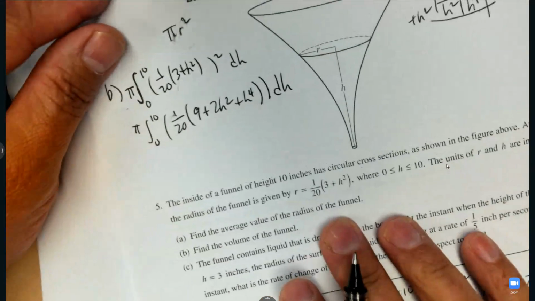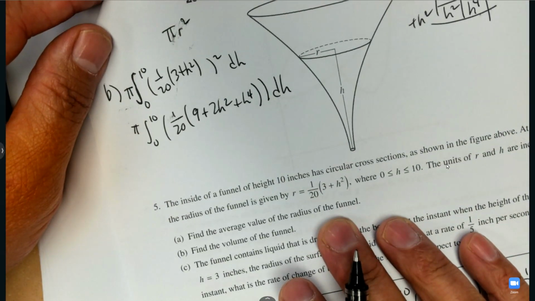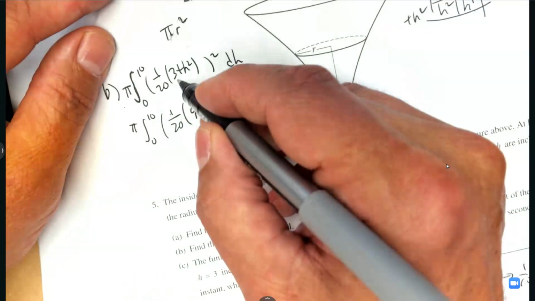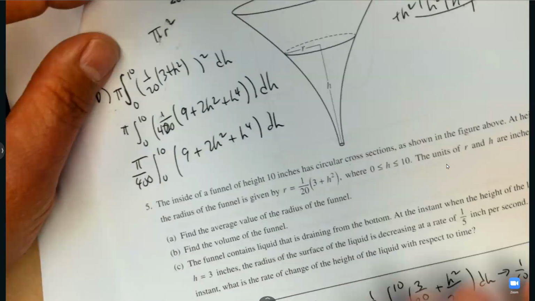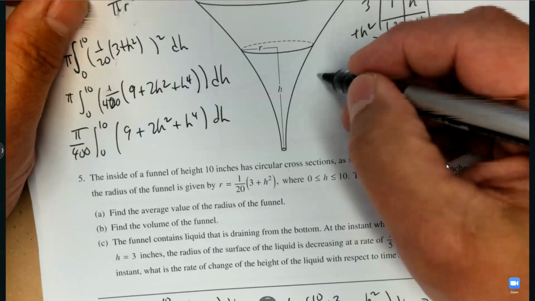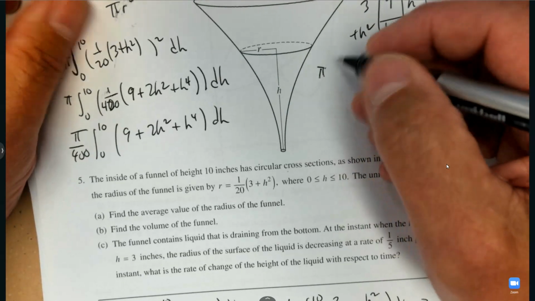We still haven't integrated. Remember that constant, 1 over 20? So when you square it, this square belongs to both. That's actually 20 times 20, which is 400. And then that 1 over 400, we can use that as a constant in front to make it easier. And then this is what we are integrating.